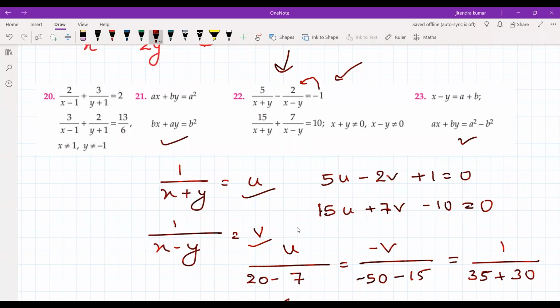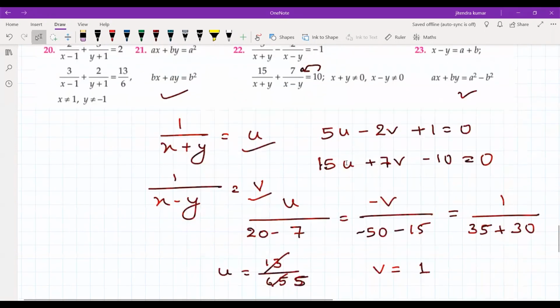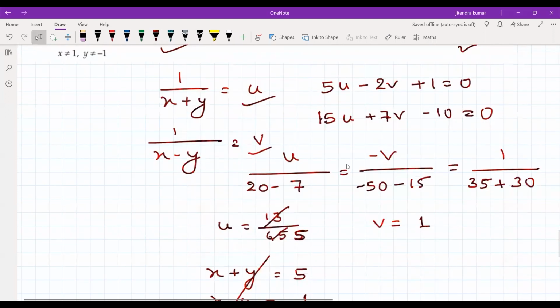And the second equation will be 15u plus 7v minus 10. Again, taking this 10 to the right side, we will have minus 10 is equal to 0. Okay, so these are the two equations now. Now just apply the cross multiplication method. After applying the cross multiplication and solving it, I'm getting u is equal to 1 by 5 and v is equal to 1.